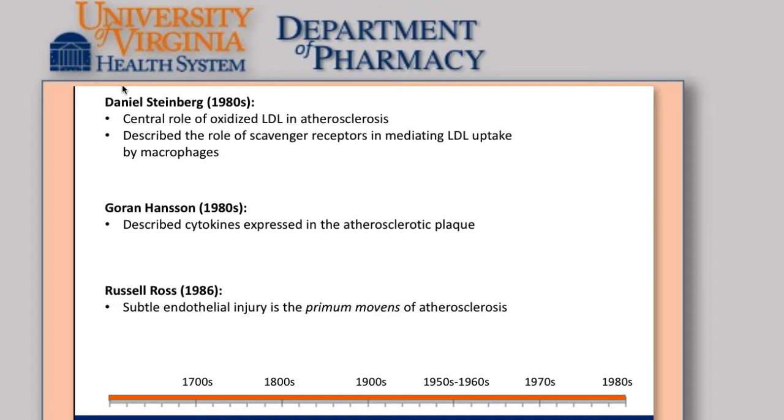So touching quickly on the landmark discoveries in the 80s, as these build on what we are currently believing as the process of atherosclerosis in current times. We have the work by Daniel Steinberg, who described the central role of oxidized LDL in atherosclerosis and the role of the scavenger receptors in mediating LDL uptake by macrophages. We also had Goran Hansson, who described the cytokines expressed in the atherosclerotic plaque, and Russell Ross, when he revisited his response to injury hypothesis.